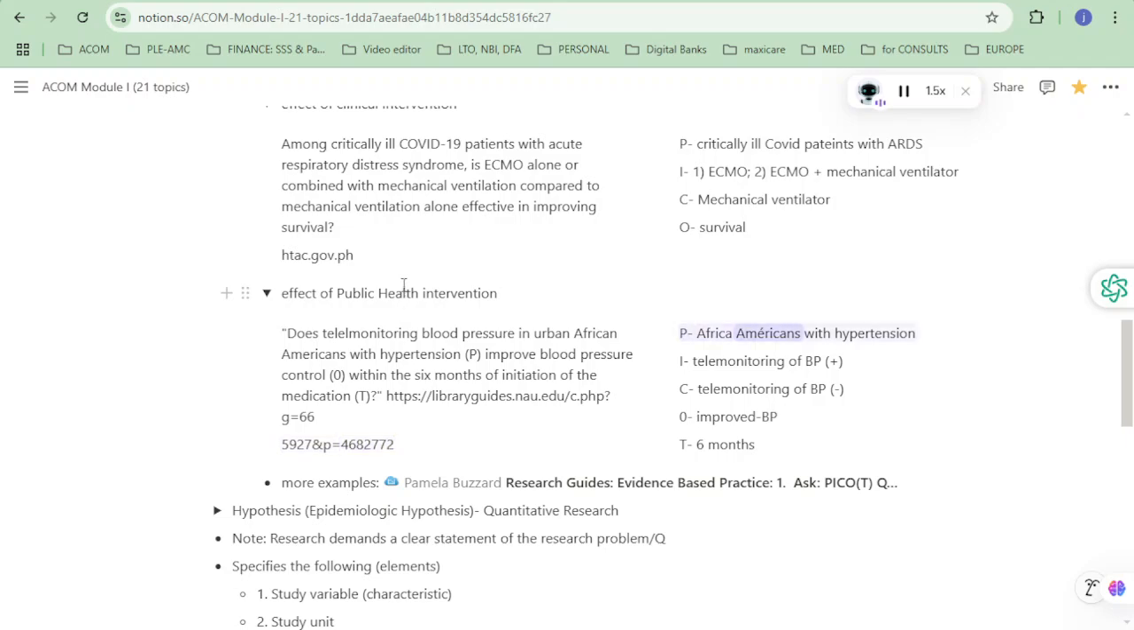P: African Americans with hypertension. I: Telemonitoring of BP, plus. C: Telemonitoring of BP, zero. O: Improved BP. T: 6 months.